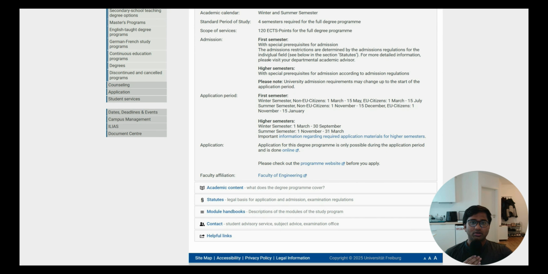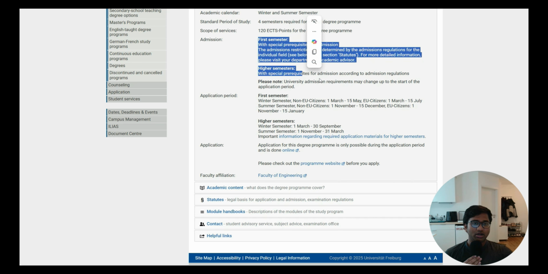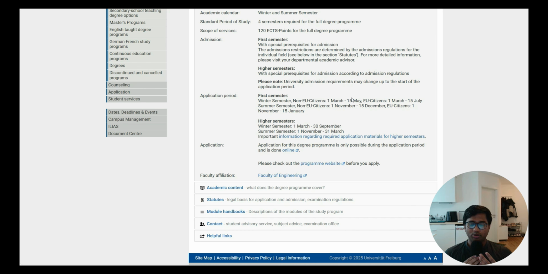Then you can also apply for a higher semester. I have already told you many times what higher semester means. For example, if you have already started your masters at the University of Stuttgart and done the first semester, but you don't like the University of Stuttgart, you want to go to the University of Freiburg for the second semester, because the University of Stuttgart also has an embedded system specialization.